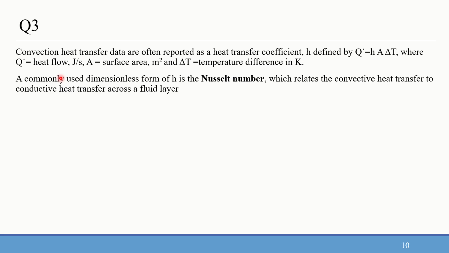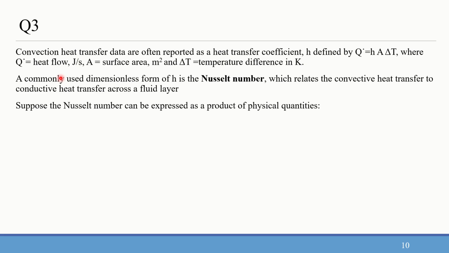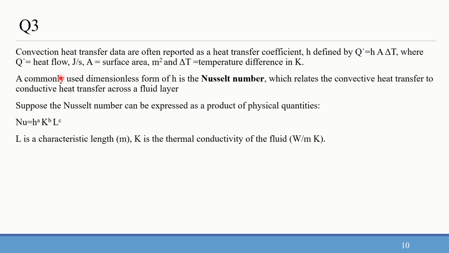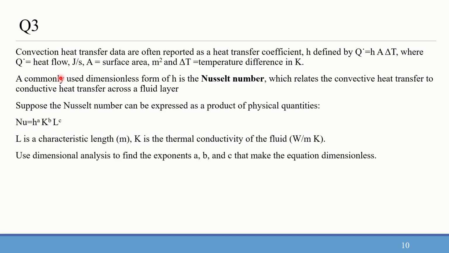A commonly used dimensionless form of H is the Nusselt number, which relates the convective heat transfer coefficient to the conductive heat transfer across the fluid layer. Suppose the Nusselt number can be expressed as a product of physical quantities. Nu is equal to H^a K^b L^c, where L is the characteristic length, K is the thermal conductivity of the fluid. So L's unit is meter and K's unit is watt per meter Kelvin. Use dimensional analysis to find the exponents a, b and c that make the equation dimensionless.